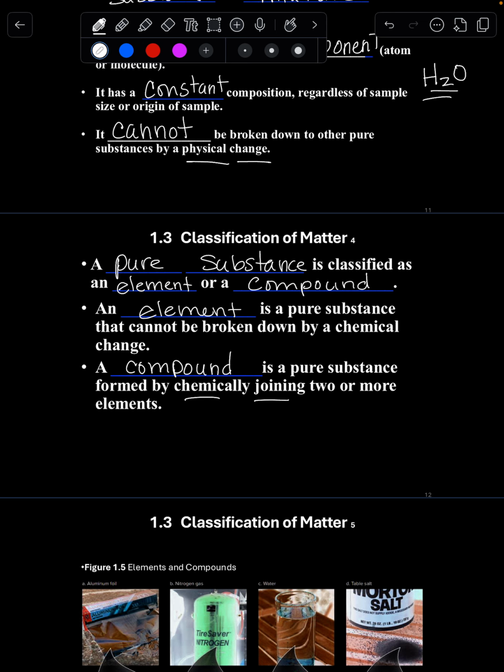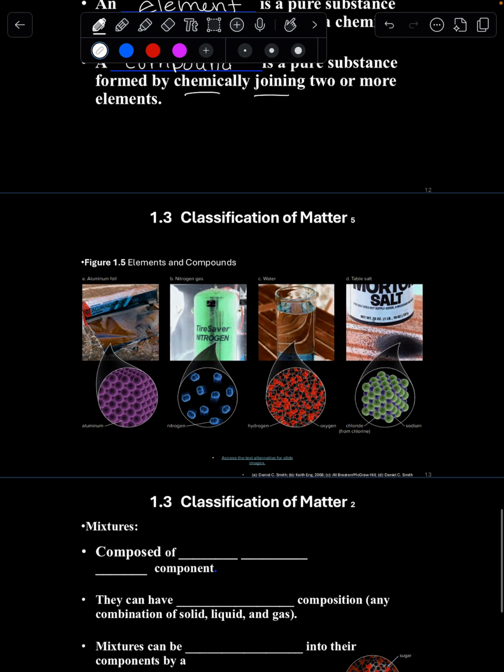The pictures that you see here are examples of elements and compounds. And so the first picture, this is aluminum foil, and it's simply made of aluminum atoms. And so that would be an example of elements that make up this pure substance, aluminum foil. The second thing you see here, it looks like some compressed, pressurized nitrogen, and so inside this container is pure nitrogen, and so that would be considered a pure substance.